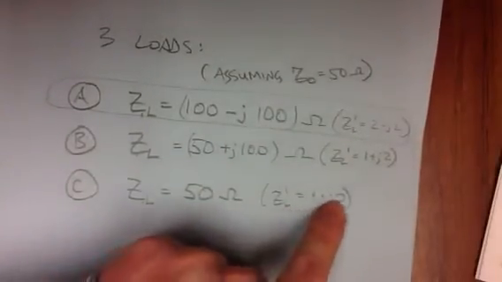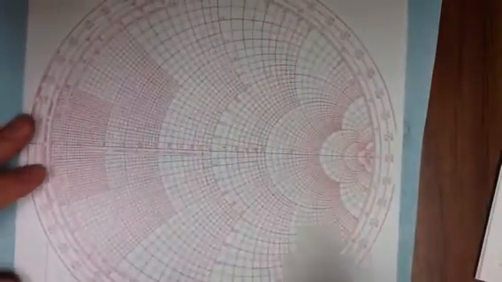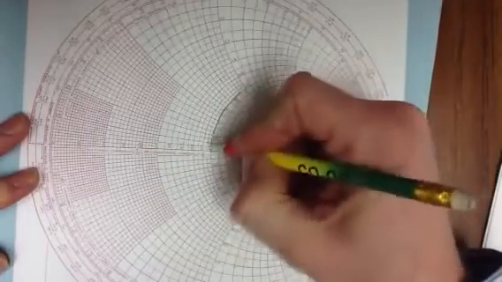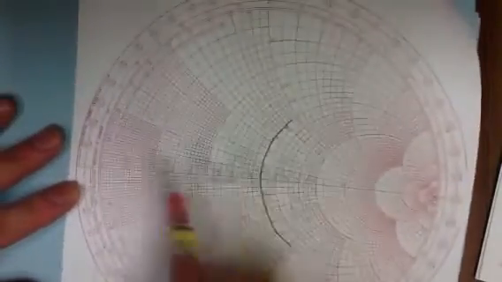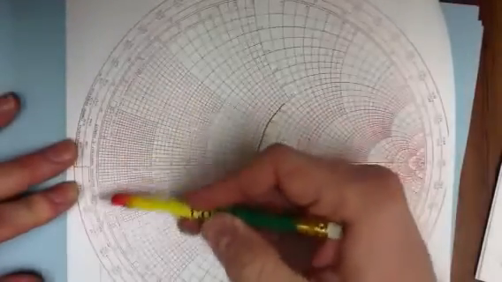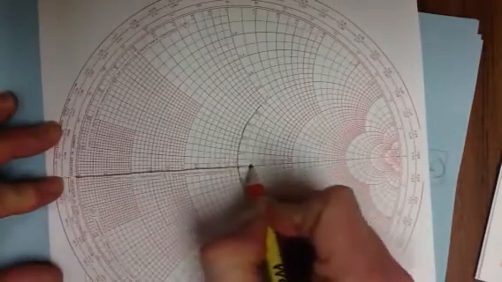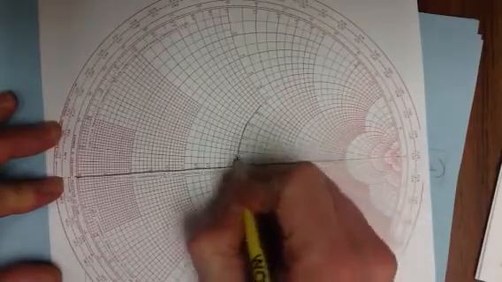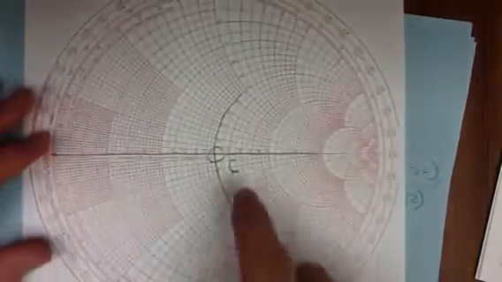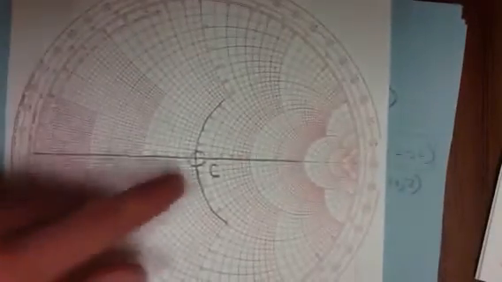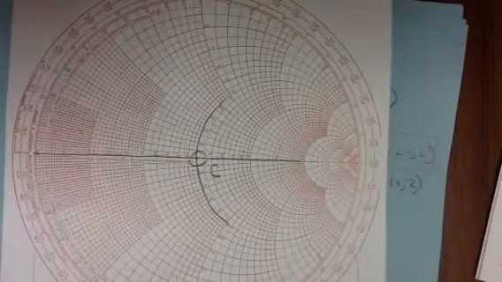1 plus j0. So I go along here and I find 1. I can trace that circle. And 1 plus j0, so I look along here. Oh, 0 is this one. It's the straight semicircle. So this is C. This is actually a perfect match. Perfect impedance match. 1 plus j0 is right here in the center of the chart.